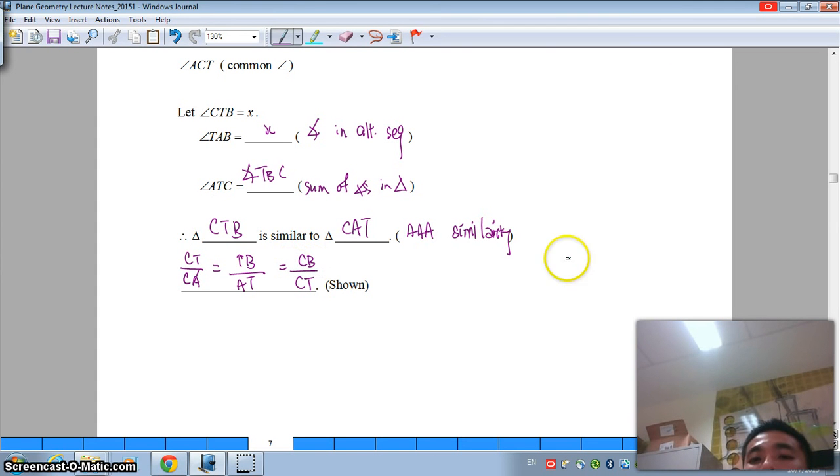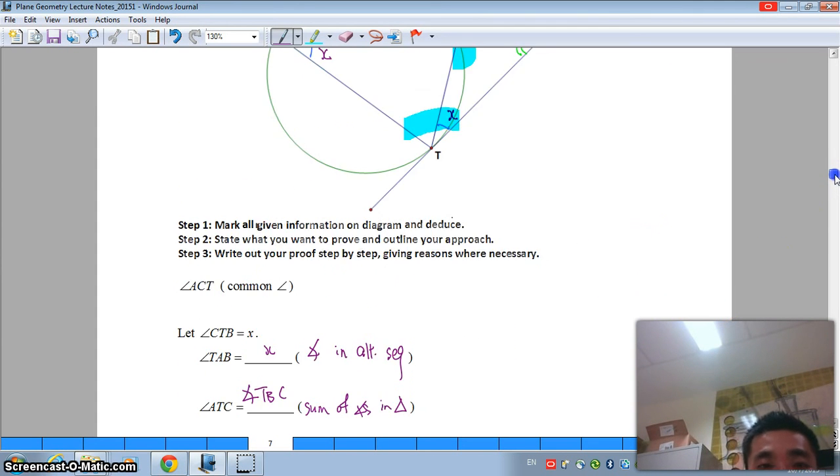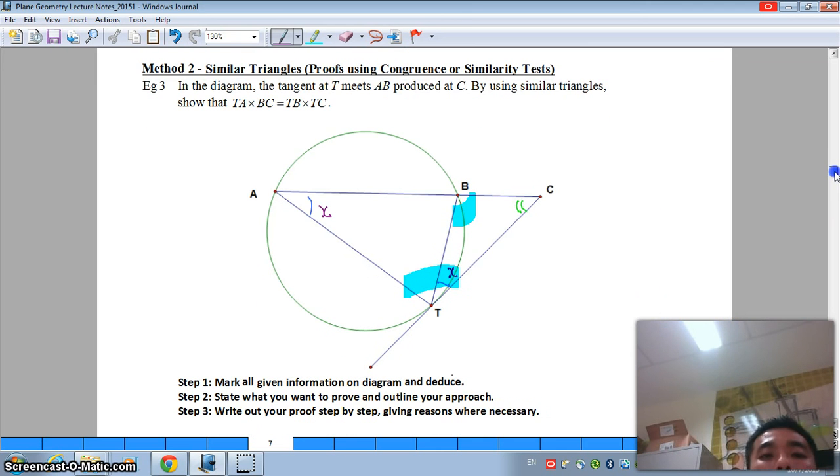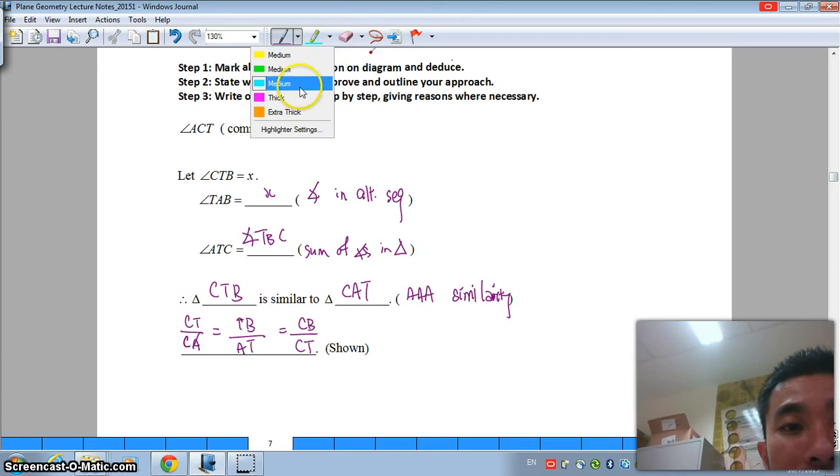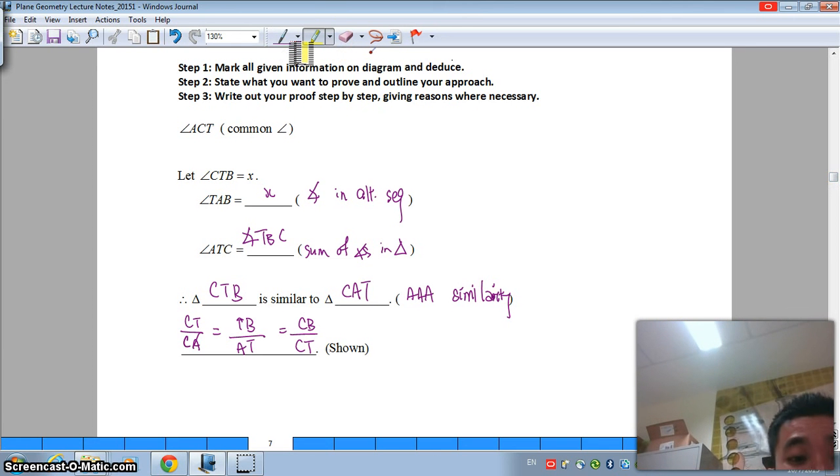And this is in turn equal to CB over CT. Now, with the three pairs of corresponding side ratio, you will need to check which two pairs are actually useful to you. I would like something that comprises TA and BC. Which are the two pairs that comprise TA and BC? Notice these are the two pairs that are useful.